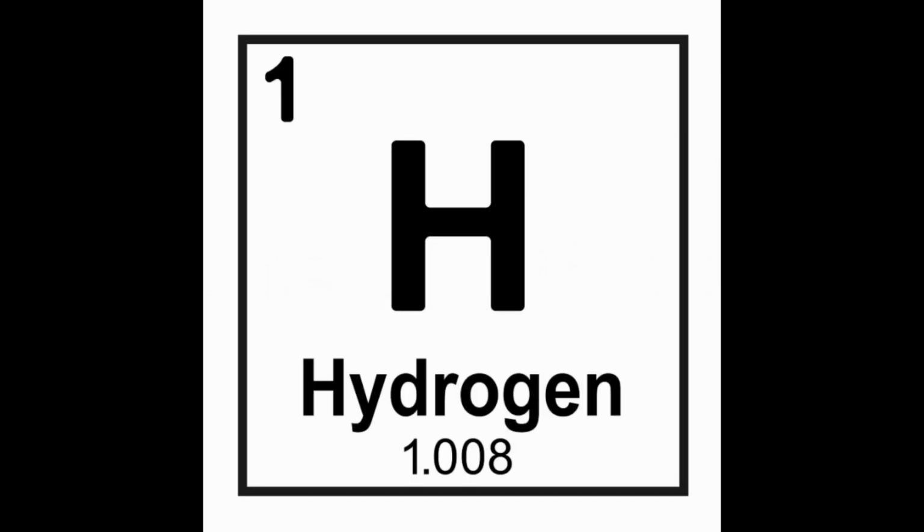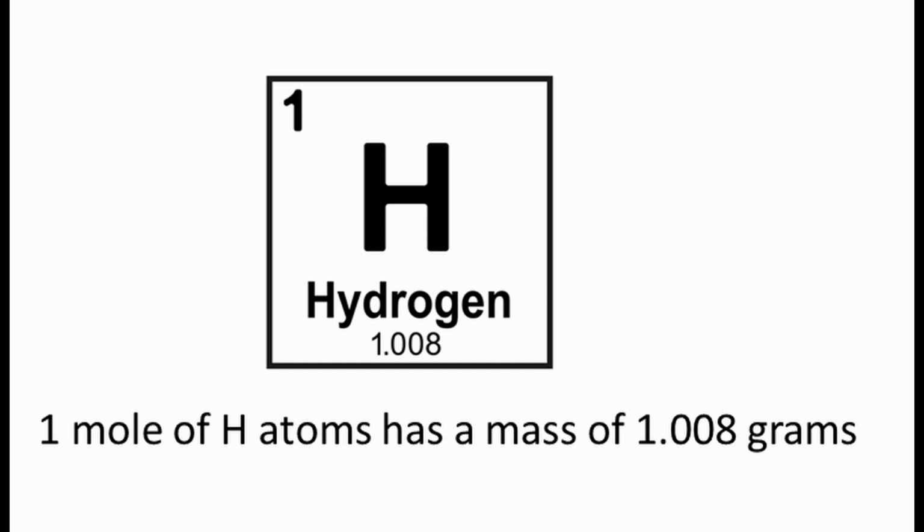The atomic mass of a hydrogen atom is 1.008 AMU. AMU stands for atomic mass units. 1 mole of hydrogen atoms has a mass of 1.008 grams.